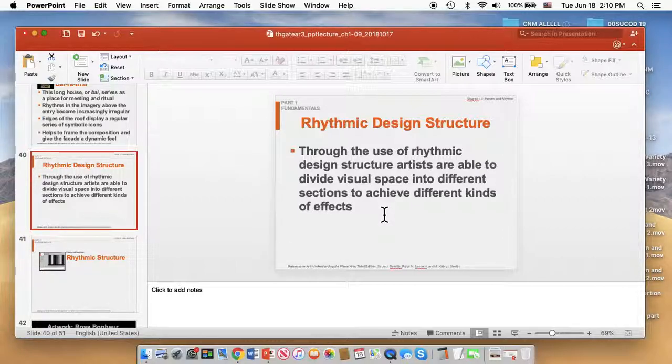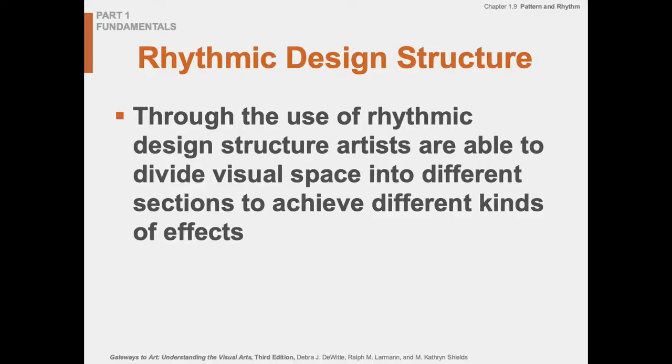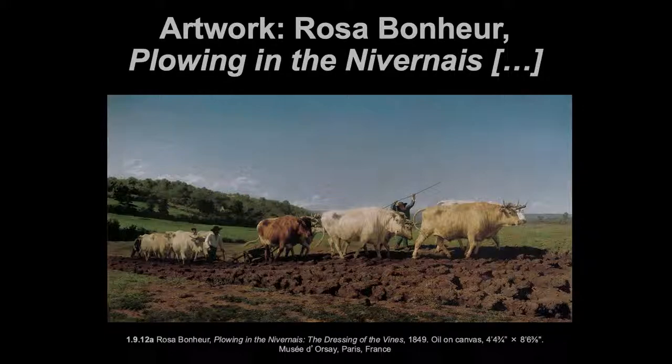Alright, so through the use of rhythmic design structures, artists will divide up the space and try to get different kinds of effects, like it's trying to get you to watch some movement, in particular with the cows, the irregular movement between them.